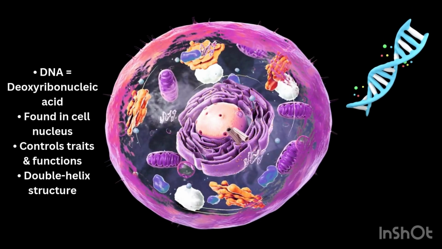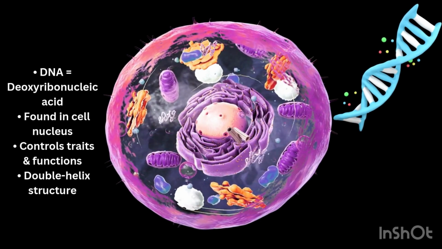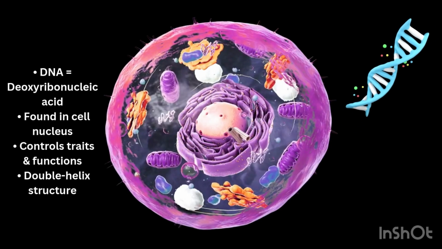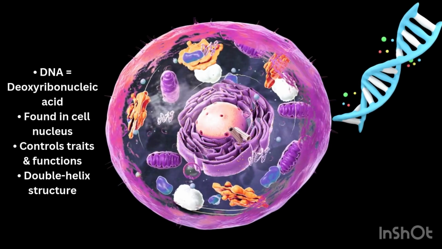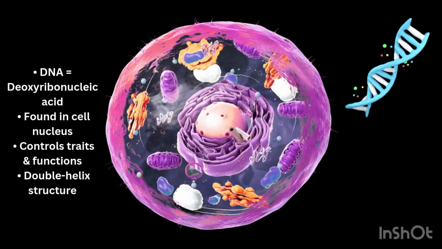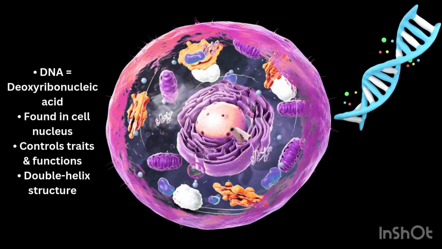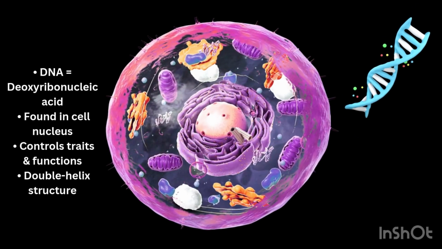From the moment an animal is conceived, DNA provides instructions that guide how cells divide, how tissues form, and how different parts of the body develop. This is how a calf grows into an adult cow or a chick grows into a fully developed chicken, all because of the information stored in its DNA.